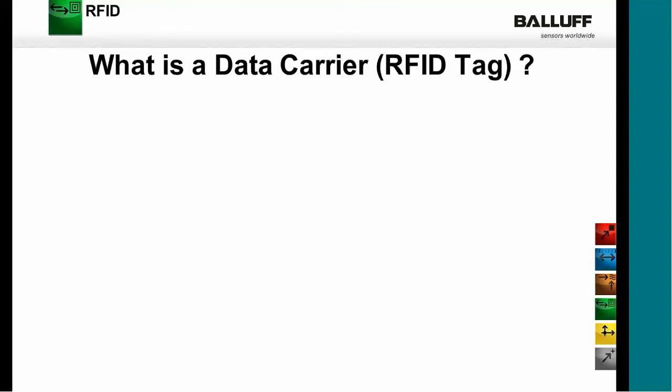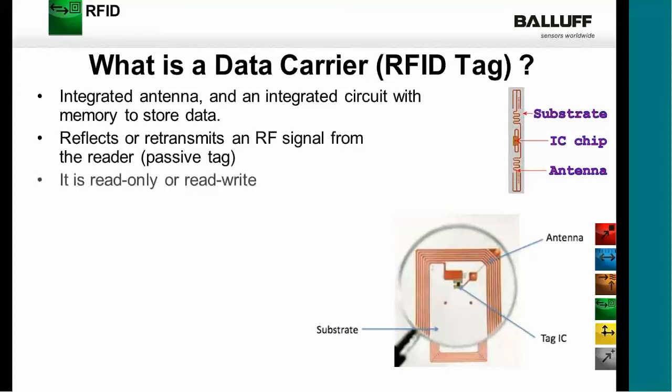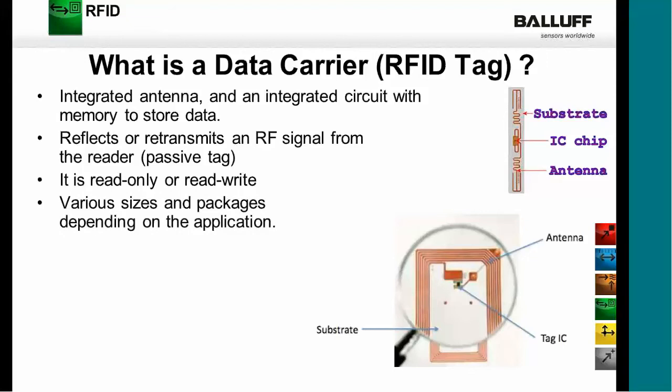So what's a data carrier? A data carrier is also referred to as an RFID tag. And you have essentially three components that make up a tag. You have the substrate material, which we see illustrated in two examples. And on that substrate, there's an IC chip, an integrated circuit chip. And connected to that, there is an antenna. So that through your read-write head, you're able to reflect or transmit data to and from the tag.